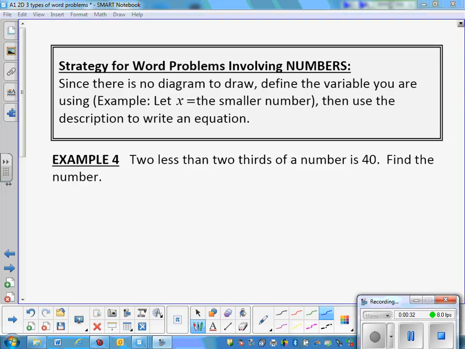So sometimes we might want to say something like, let x be the smaller number, or let x be the first number. Then we're going to use the description to write an equation.